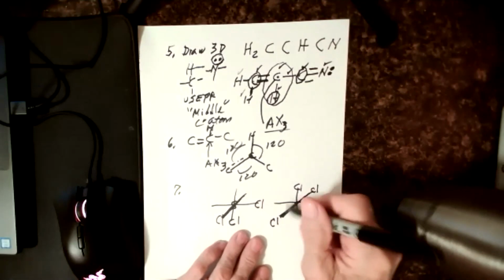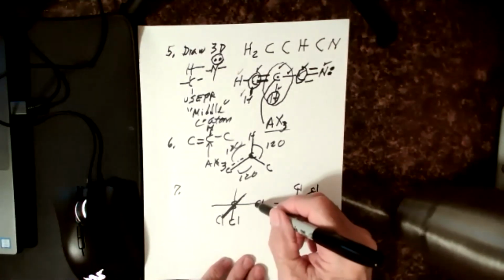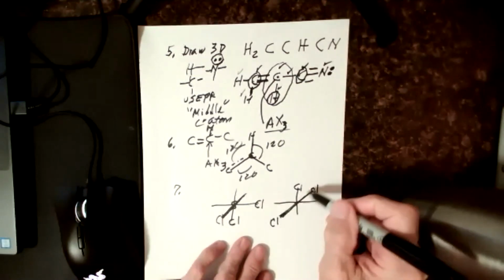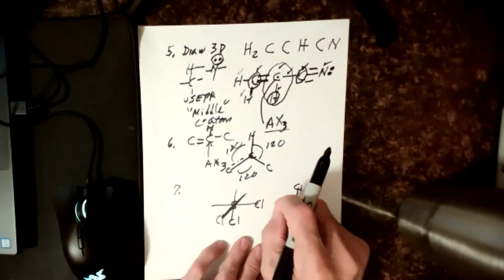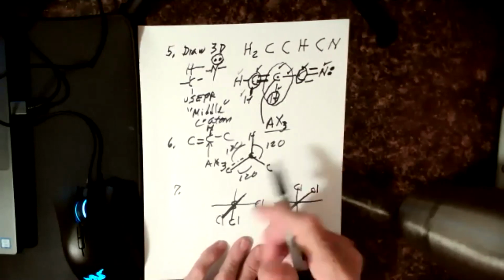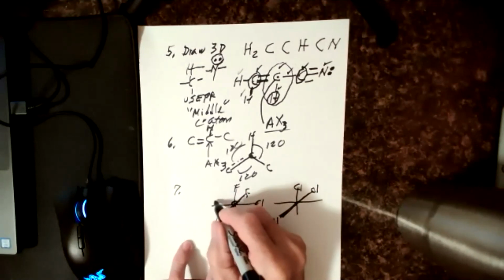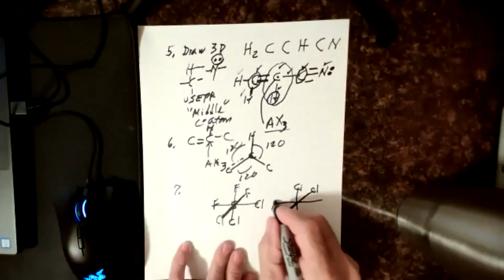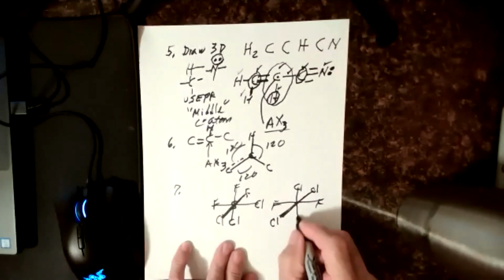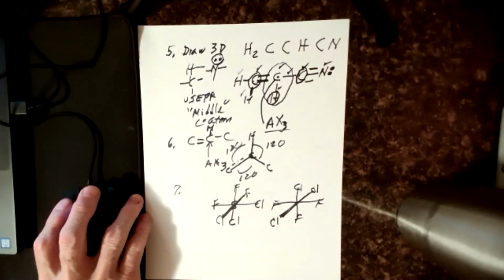You see, there's only 2 places I can put the 3 chlorines. I can put all 3 of them on separate axes, or I can put 2 on one of the axes and 1 on one of the others. So there's 2 isomers for the 3 chlorines. The fluorines go in the other places. So how many isomers can we get?